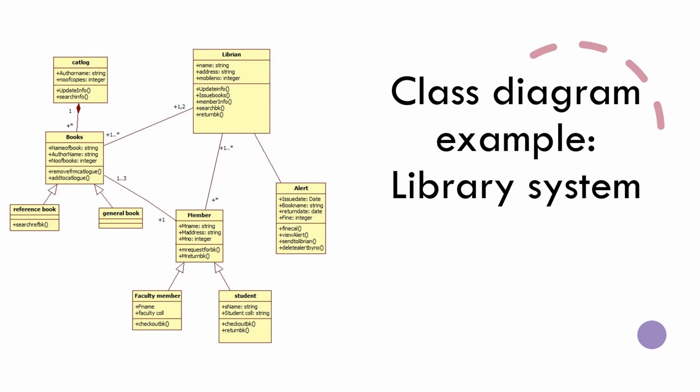Library system. Any of you creating a library system? So this is a librarian. They have the member, whether it is faculty member or student member. They manage books, reference books, general books. What is left behind? Borrowing and returning, right? That information is not included here. Borrow and return the book.